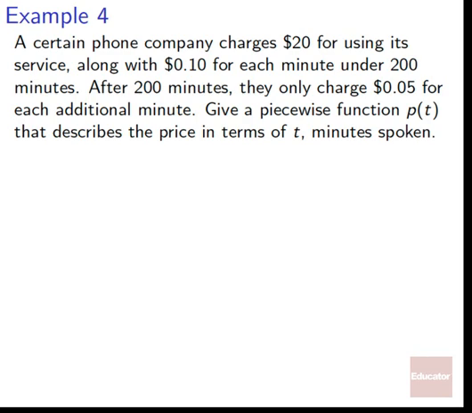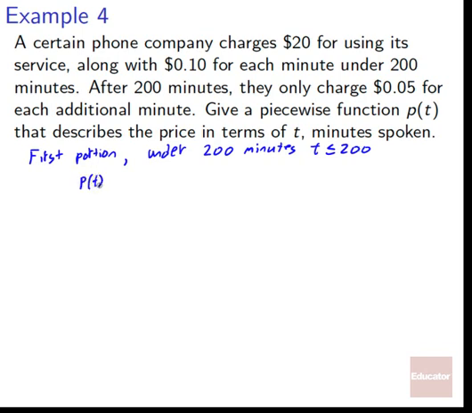So it's pretty easy for us to figure out what the first part is. So the first portion, when we're under 200 minutes, which is to say when t is less than or equal to 200, price of t is not too hard for that.